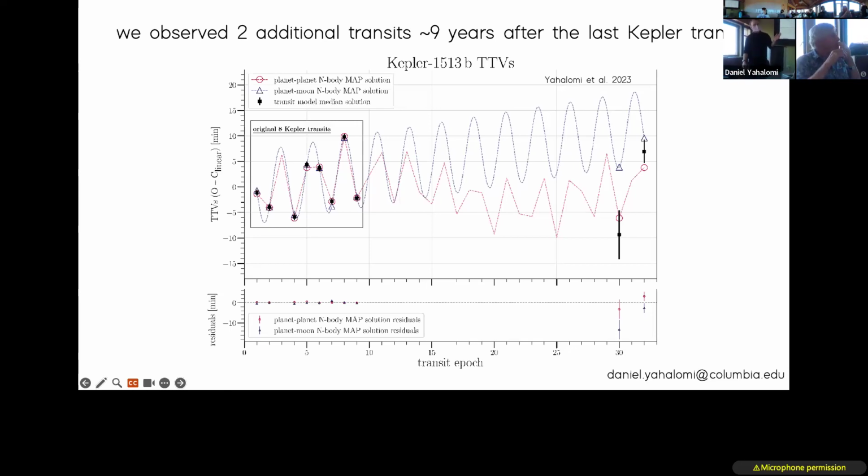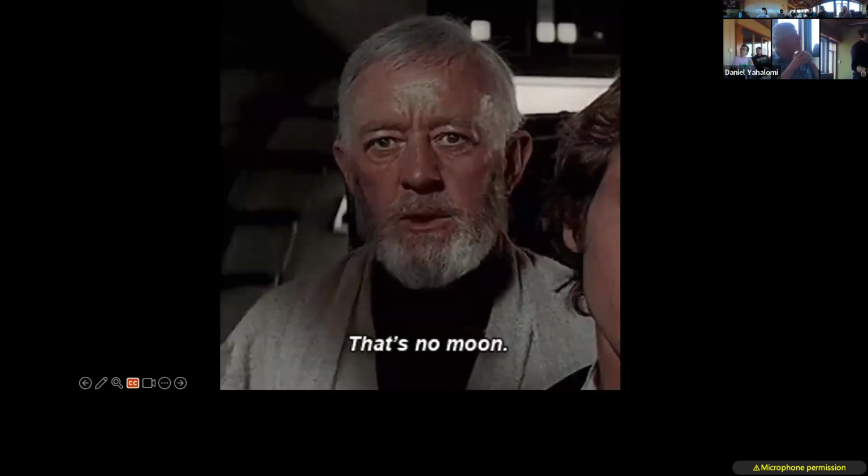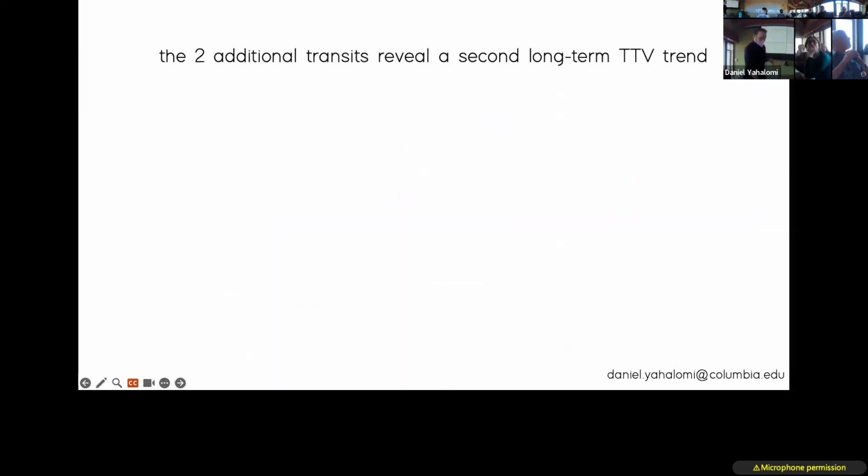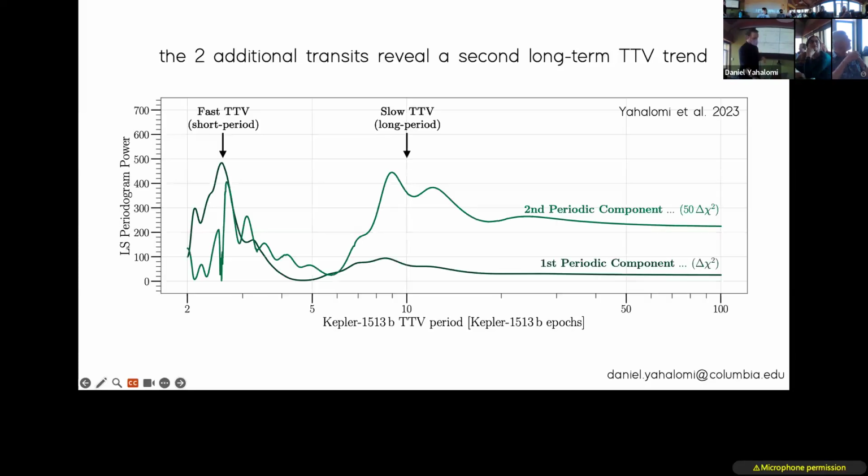And it's basically because a planet-moon TTV is very consistent with a sine wave. And so you can't have these multiple periodic components. So you realize that's no moon. Essentially, these 2 additional transits revealed a long-term TTV trend. And you can see that here we've done a multiple component Lomb-Scargle reduction.